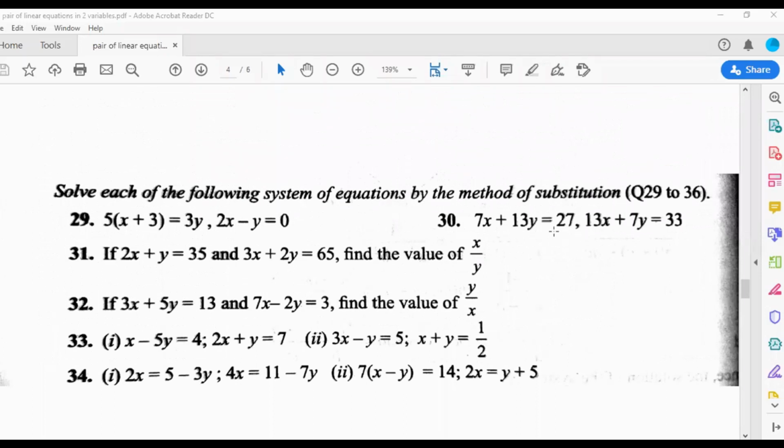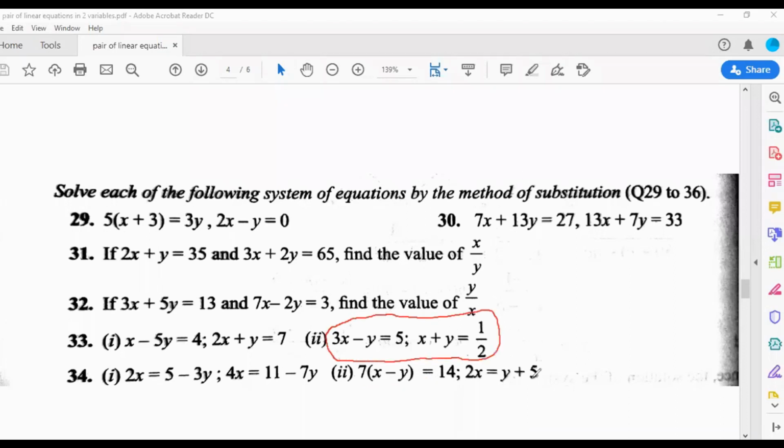So I think we can do one. Which one? Sir, the 34th question, second one. Okay, the 34th one, second one. How can we do this? Shift 7 to the right side. So it will become x minus y is equal to 14 by 7, right? 14 by 7 is 2. So the first equation will become x minus y is equal to 2. Very simple, right?